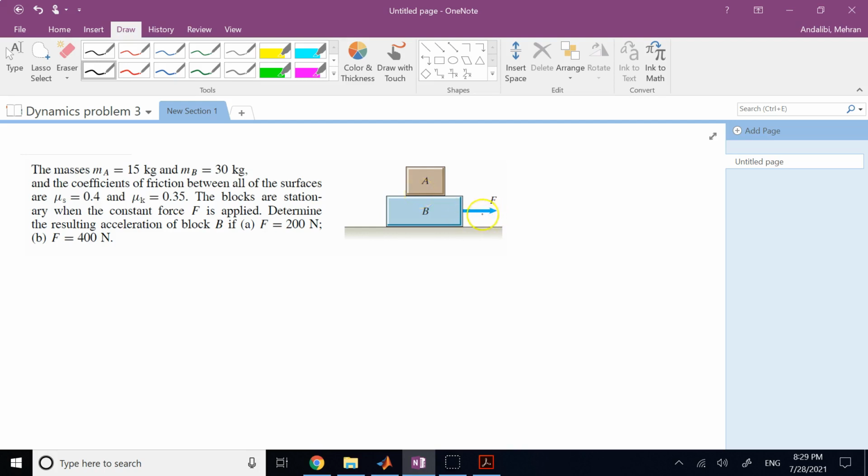There is friction between B and the ground and between A and B. We apply a force to the bottom block B, one time 200, the other time 400. You want to find the acceleration of the blocks, right? The acceleration of each block for case A and for case B.